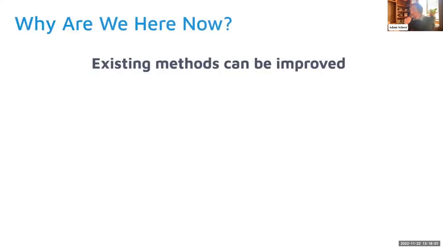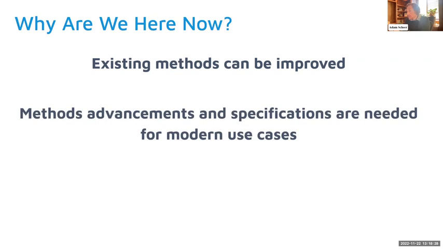So why are we here now? Well, number one, existing methods can be improved. The existing Caltrack methods are far from perfect. They've served us very well, but they're not perfect, and we have a lot of experience using them at this point. So we've learned where some of the weaknesses are and where the opportunities to improve the existing methods are. Secondly, we have the opportunity where methods, advancements, and specifications can open up a new batch of use cases, things like integrated efficiency and demand response, solar and storage. Like I said, the programs of tomorrow are not going to look like the programs of yesterday.